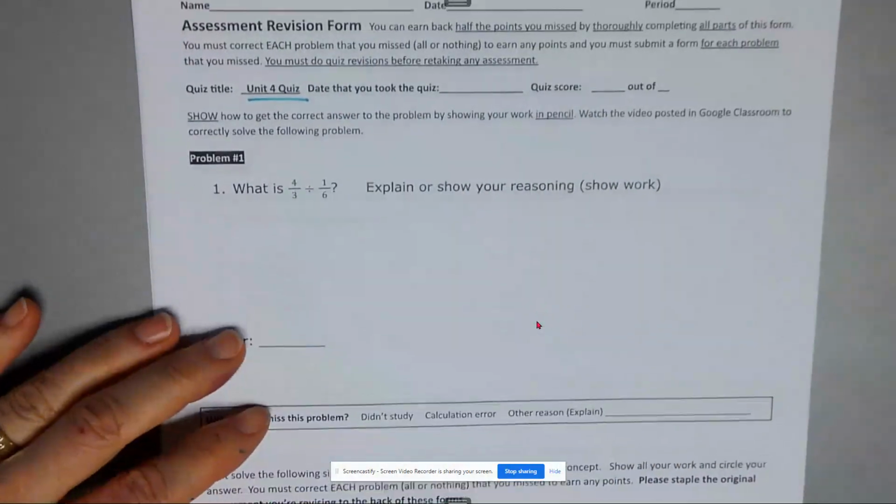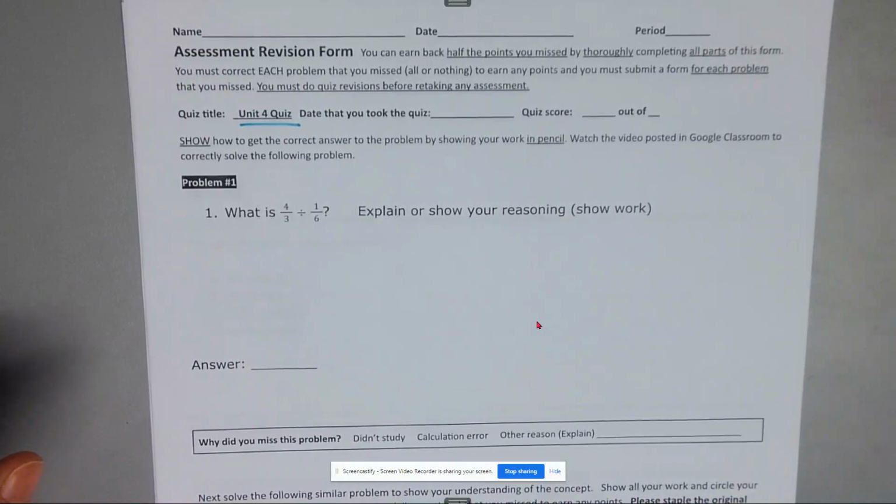Fill out your date, your score, put your name on there. I see a lot of no-name papers.